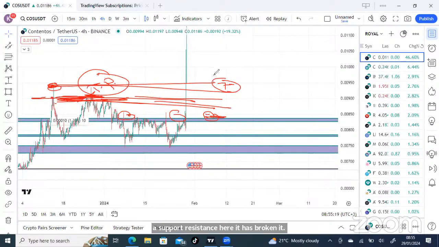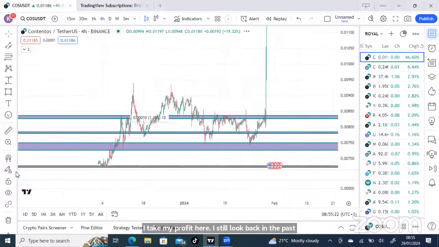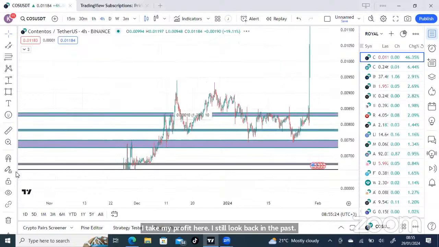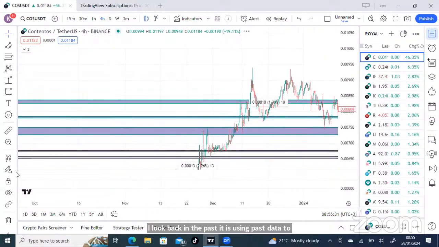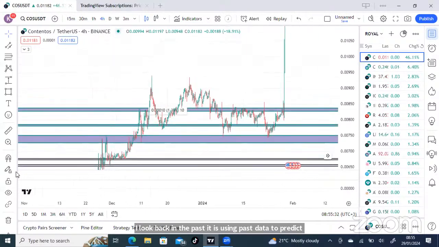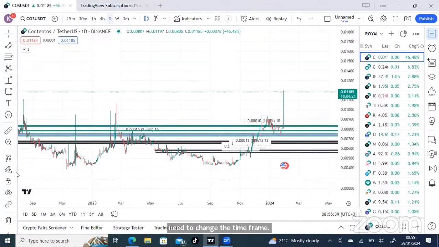I still look back in the past. It is using past data to predict the future. I look back. If I don't see anything here, then I need to change the time frame. Maybe I go to 1 day. Who can see a key level here?